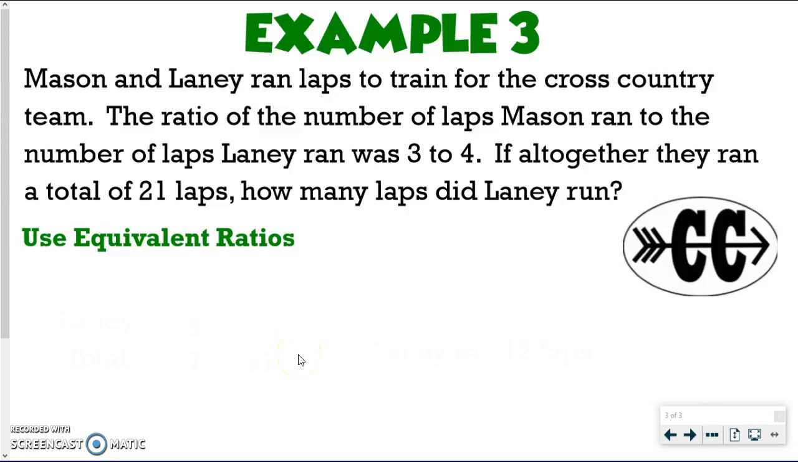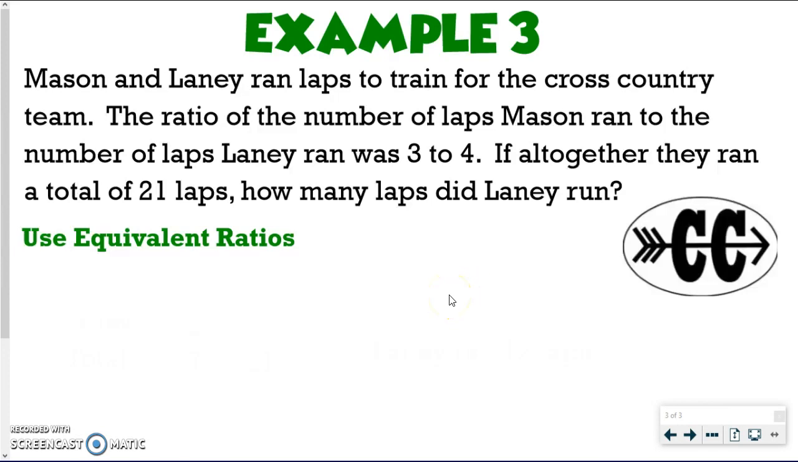So we've got Mason and Lainey. They are running laps to train for the cross-country team. The ratio of the number of laps Mason ran to the number of laps Lainey ran was 3 to 4. So Mason came first, so that 3 goes with Mason, and then Lainey came second, so the 4 goes with Lainey. Then it tells us if altogether they ran a total of 21 laps, how many laps did Lainey run?